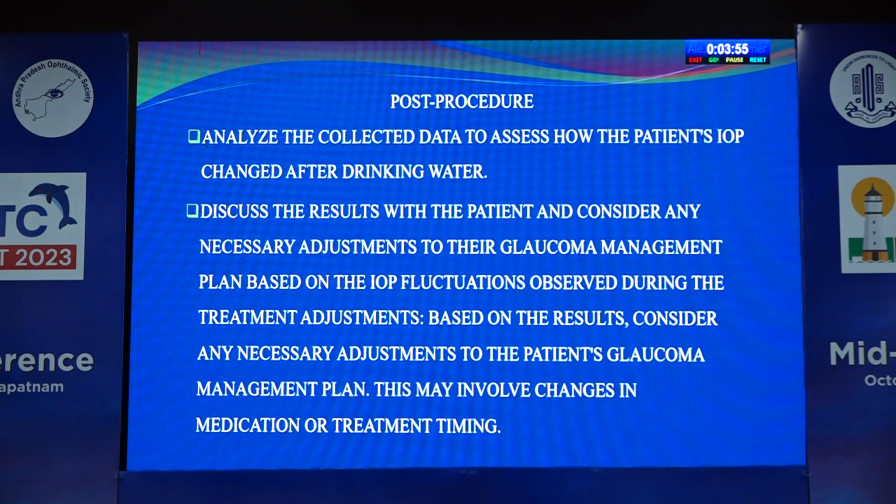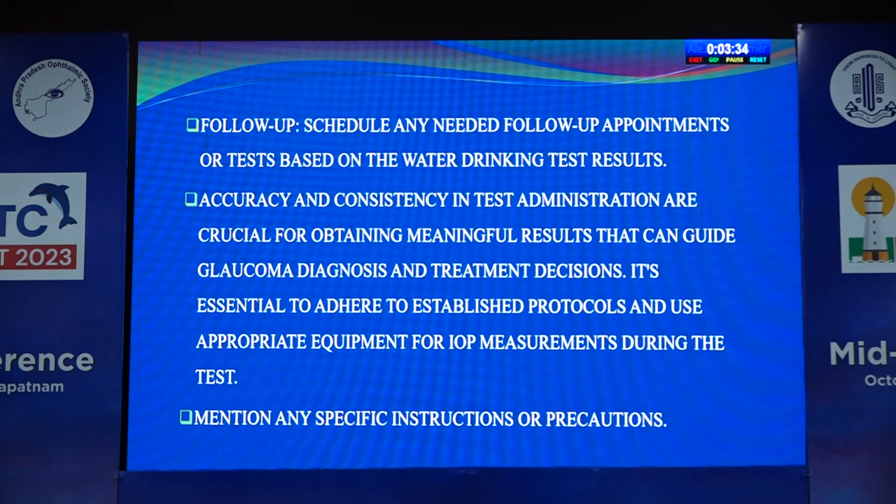We analyze the collected data to assess how the patient's IOP changed after drinking water, discuss the results with the patient and consider any necessary adjustments to their glaucoma management plan based on the IOP fluctuations observed during the test. This may involve changes in the medication or treatment timings. Follow-up: schedule any needed follow-up appointments or tests based on the water drinking test results. Accuracy and consistency in test administration are crucial for obtaining meaningful results. It's essential to adhere to the established protocols and use appropriate equipment for IOP measurements during the test. Mention any specific instructions or precautions.